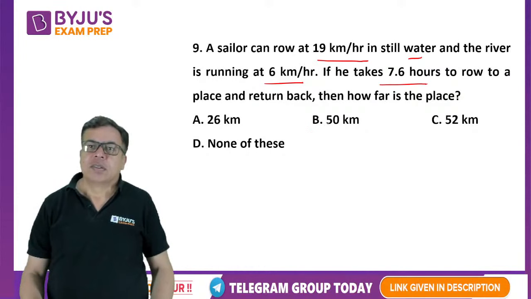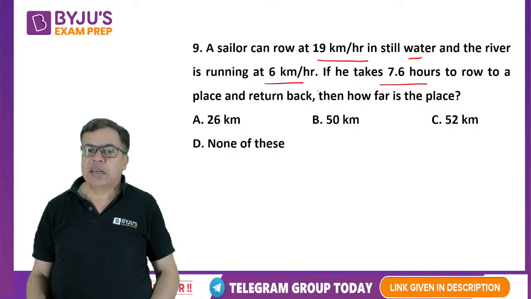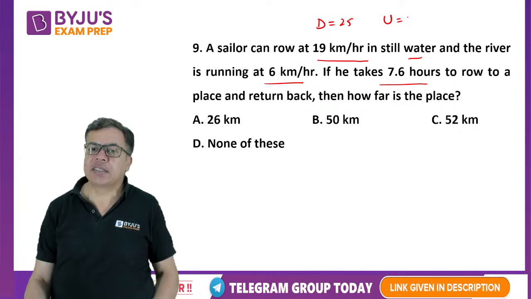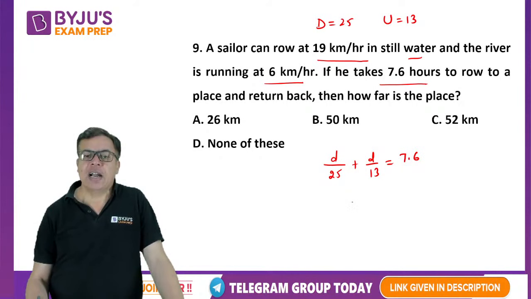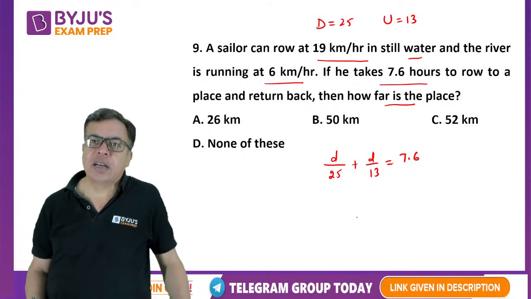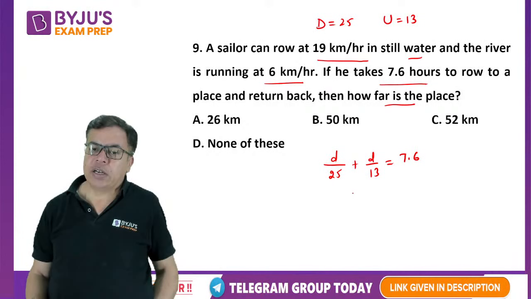Okay, so one thing you can directly do: downstream speed is 19 plus 6, that is 25. Upstream speed is 19 minus 6, that is 13. So one way is that d distance we are covering at 25 and d distance we are covering at 13, and the total time taken is 7.6 hours, and we will solve for d here, because how far is the place, we want the value of d. This is a simple thing. Here it will become 38d by 25 into 13 equal to 7.6.